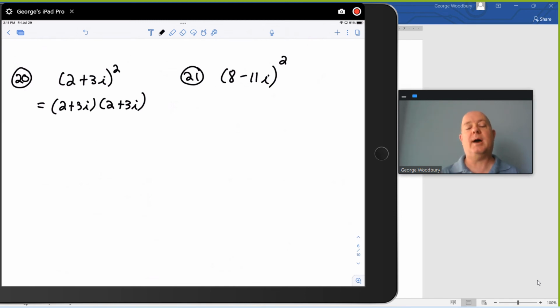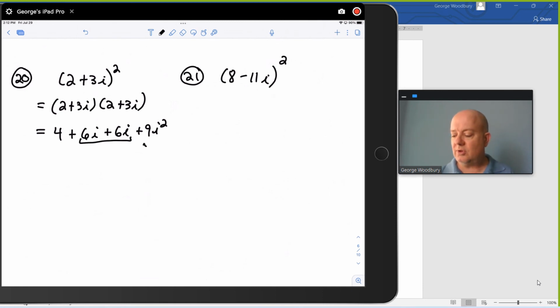So rewriting it by taking that idea of being squared as multiplying it by itself, then I use that FOIL style multiplication, distribute the 2, 2 times 2 is 4, plus 2 times 3i is 6i, then distribute the 3i, 3i times 2 is also plus 6i, and 3i times 3i is plus 9i squared. We're going to combine the two 6i's together, and also plus 9i squared is really the same as minus 9. So 4 minus 9, that is negative 5. 6i plus 6i, that is plus 12i.